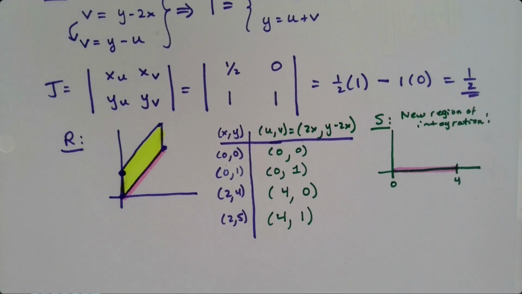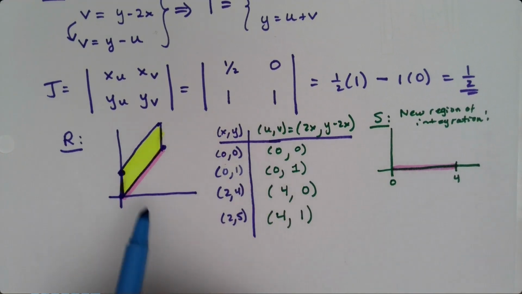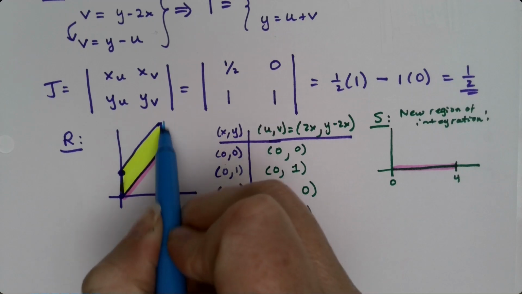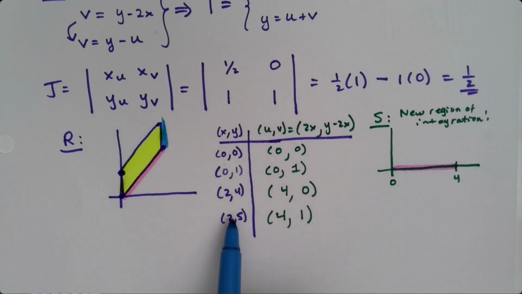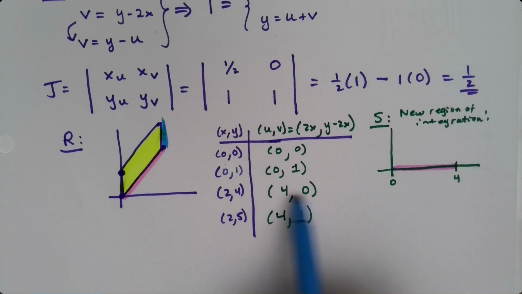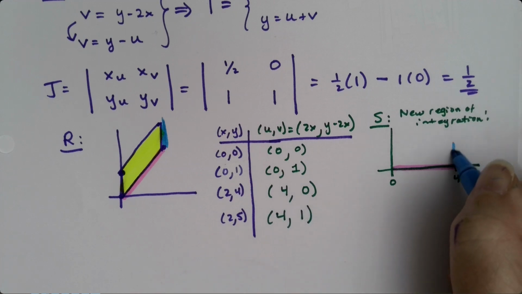Okay, then we used to have a side over here between 2, 4 and 2, 5. Right, 2, 4 and 2, 5 now goes from 4, 0 to 4, 1. So it looks like that.